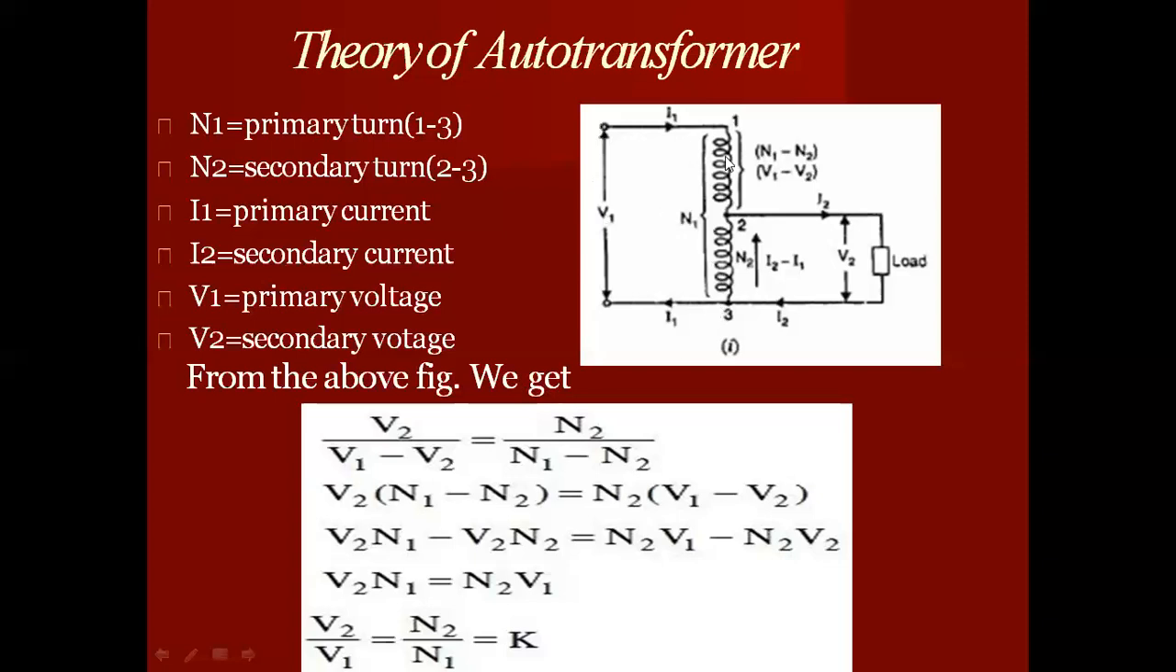From that figure, the number of turns in this portion between 1 and 2 will be N1 minus N2, and the voltage on this side is V1 minus V2. So from that figure we come to a mathematical approach. V2 over V1 minus V2 equals N2 over N1 minus N2. So V2 into N1 minus N2 equals N2 into V1 minus V2. So V2 N1 minus V2 N2 equals N2 V1 minus N2 V2. So V2 N1 equals N2 V1. So V2 by V1 equals N2 by N1 equals K. In this way, we can derive the mathematical expression of an auto transformer, known as the theory of auto transformer.